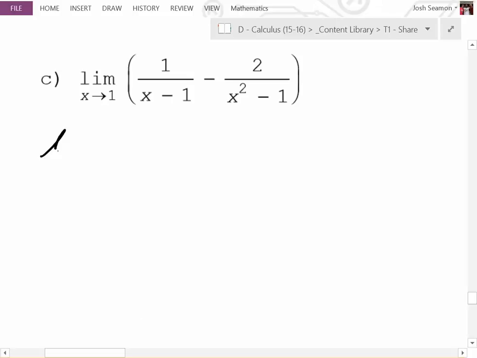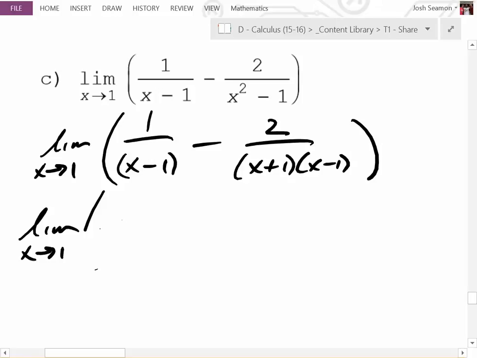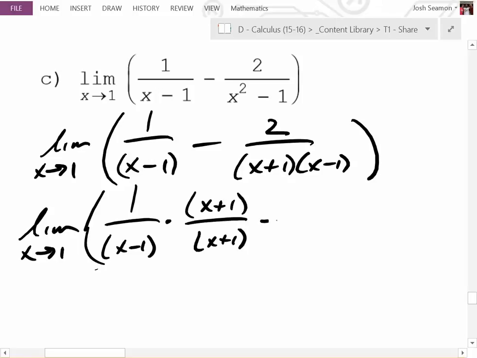This is equal to the limit as x goes to 1 of 1 over x minus 1 minus 2 over... factor first. We love factoring, right? If you did that first, do you notice something? Well, you have an x minus 1 on both sides, or both fractions. So that's the same thing as limit as x goes to 1 of 1 over x minus 1. What should I multiply this one by? Over x plus 1. Do I multiply the other one by anything? Nope.